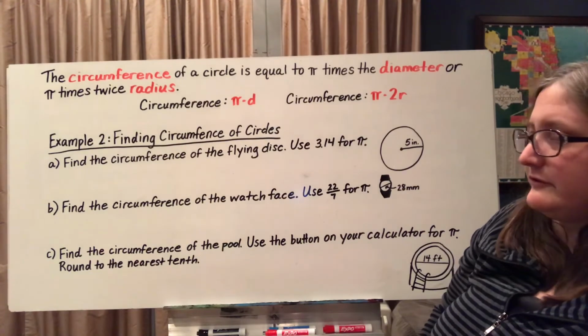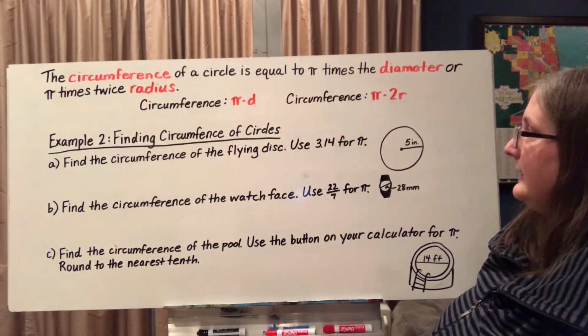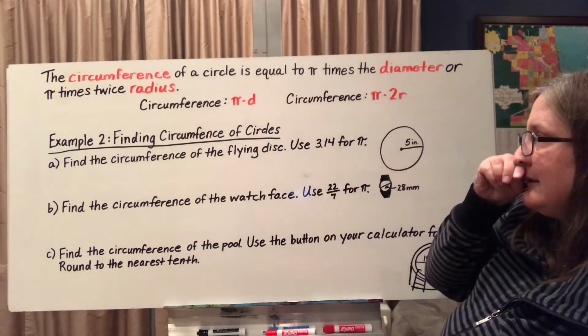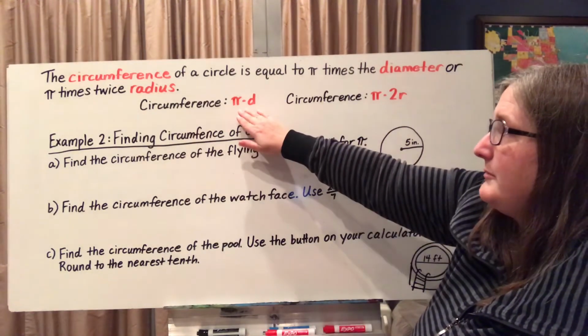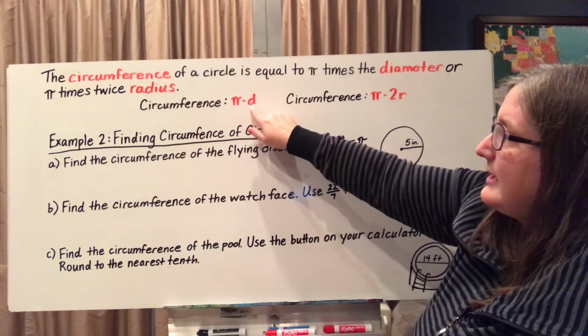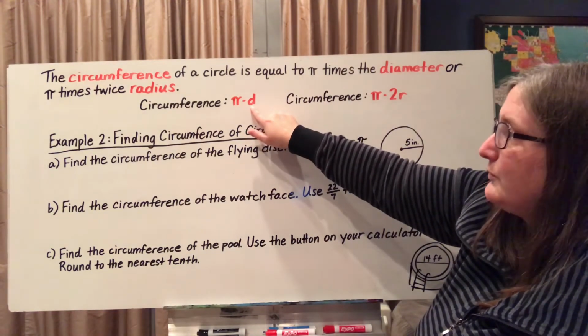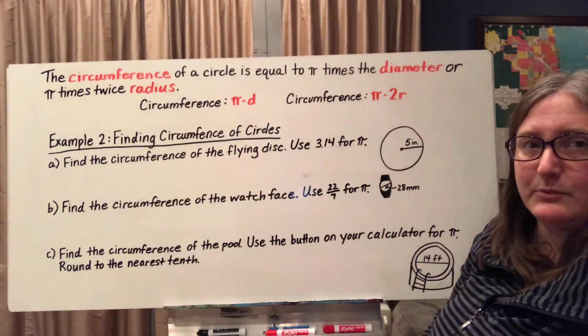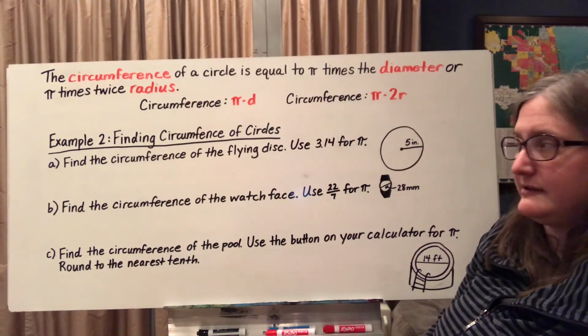The circumference of a circle is equal to pi times the diameter, or pi times twice the radius. So I can use either this formula, pi times diameter, to get my circumference, or since the diameter is equivalent to 2 radii, I can do pi times 2 radiuses. Just depends on what information is originally given to me.